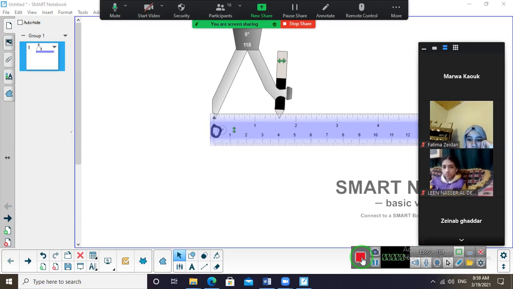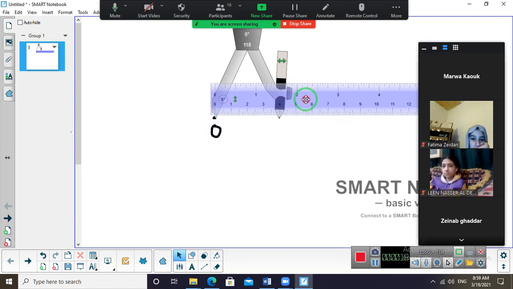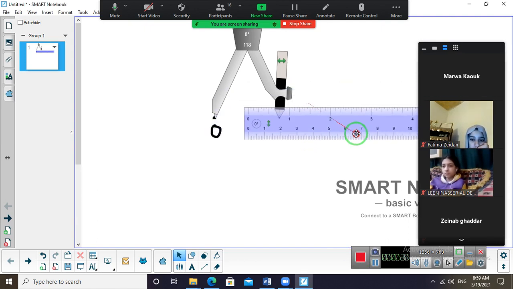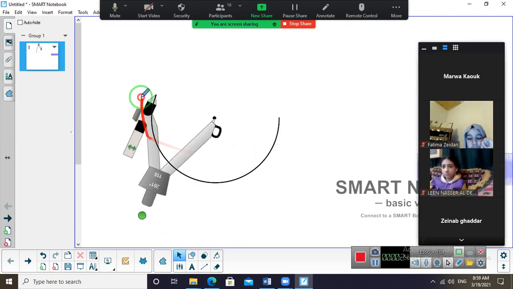We learn how we draw a circle with a given radius and what the meaning of a radius is. Today I want to draw, as you see, a circle of radius 4 centimeters. The opening of the compass is 4. Did you see? I will draw a circle with 4 centimeters as a radius.